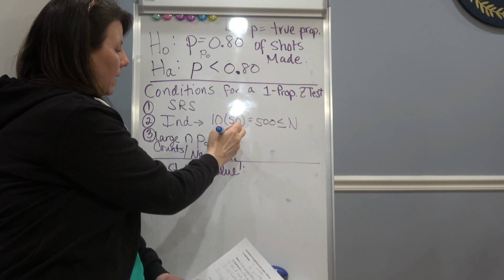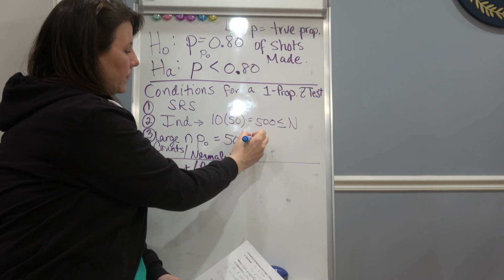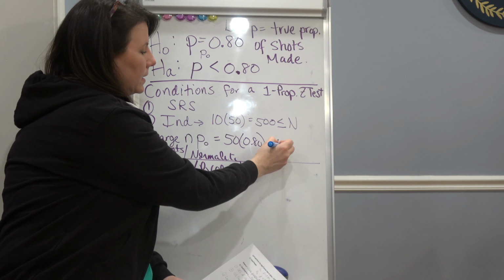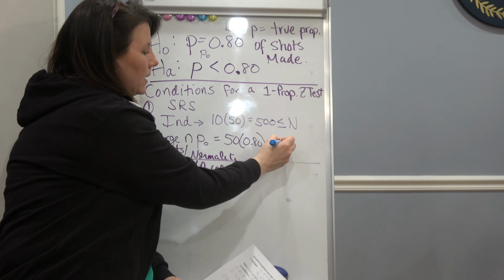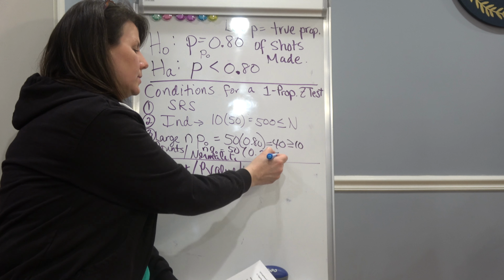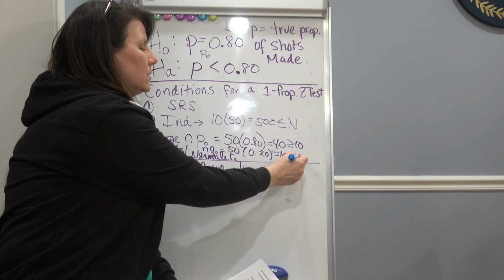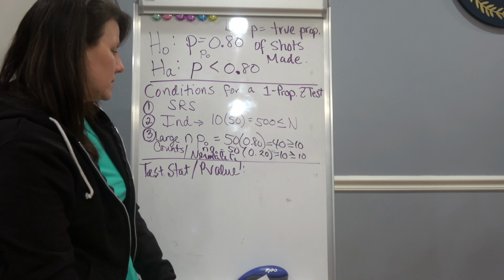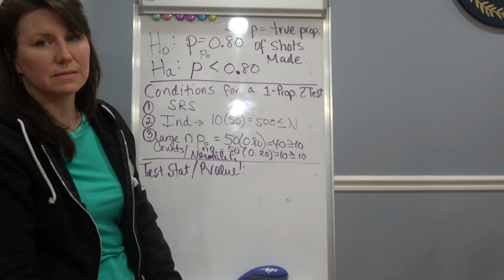So N P naught is 50 times 0.8, which is 40. That's certainly at least 10. And the N Q naught is 50 times 0.20, because Q naught is just the complement of the P naught, 1 minus P naught. And so that's exactly 10. So we made it. So we could say that the normality condition is met.